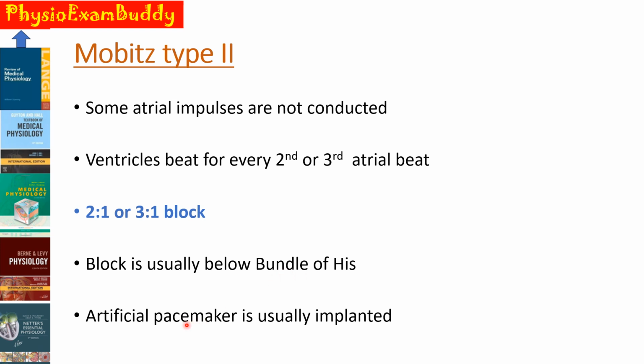An artificial pacemaker is frequently implanted as the block is usually below the bundle of His, so that an adequate heart rate cannot be maintained if the block goes below the bundle of His. So most cases of Mobitz type 2 block are treated by implantation of an artificial pacemaker.